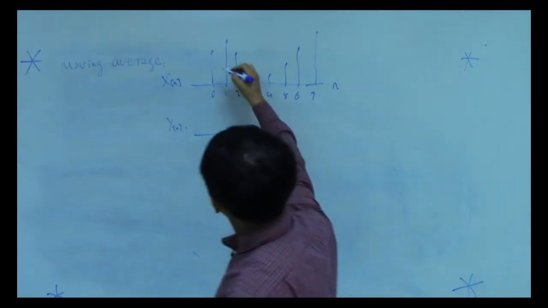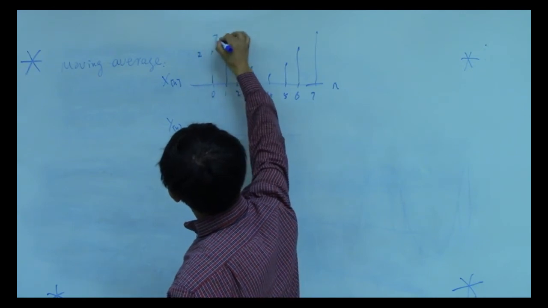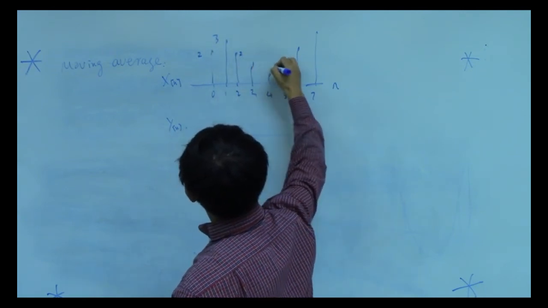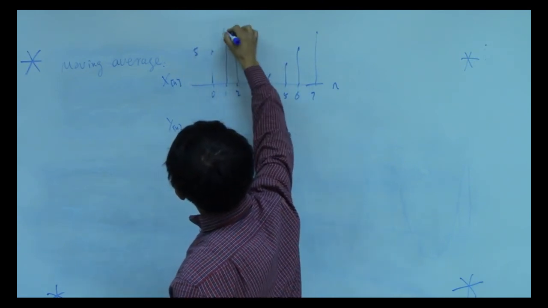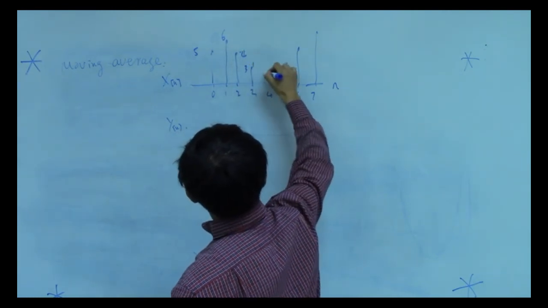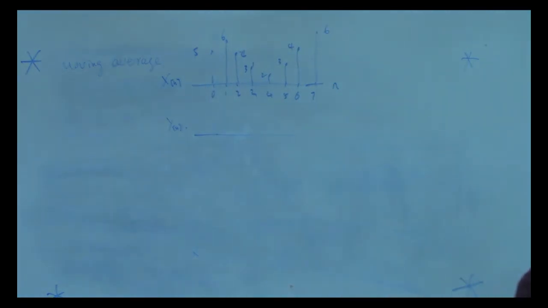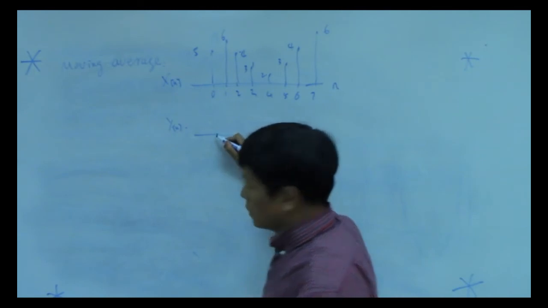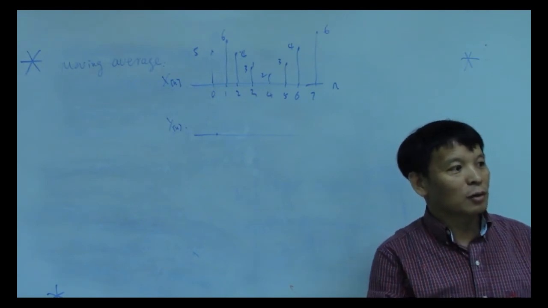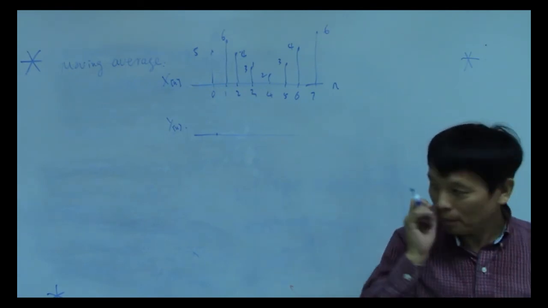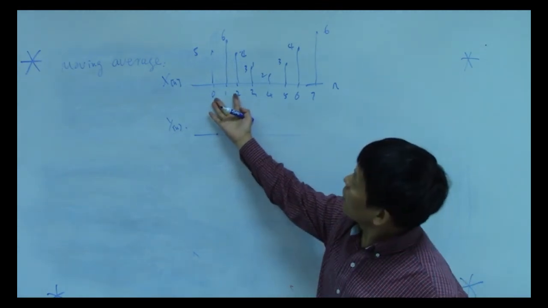Let me give them some numbers: 2, 3, 2, 1, 5, 6, 4, 3, 2, 3, 4, 6. Suppose just some numbers. The output at n equals 0 will be equal to the average of the following three numbers. That is my definition. So this one will be equal to the average of these three. So what is it?